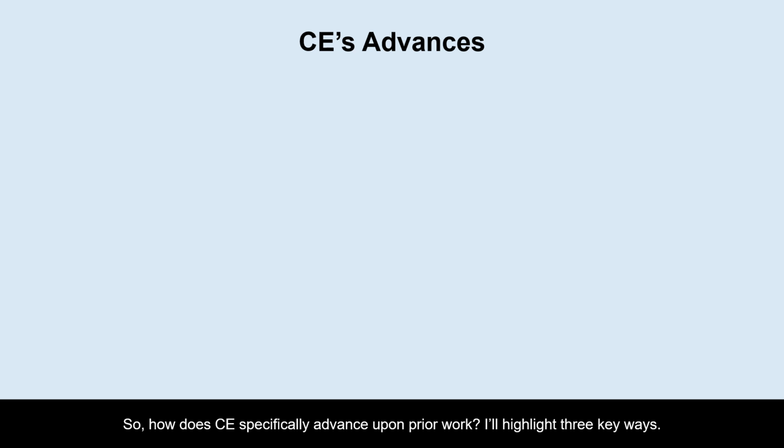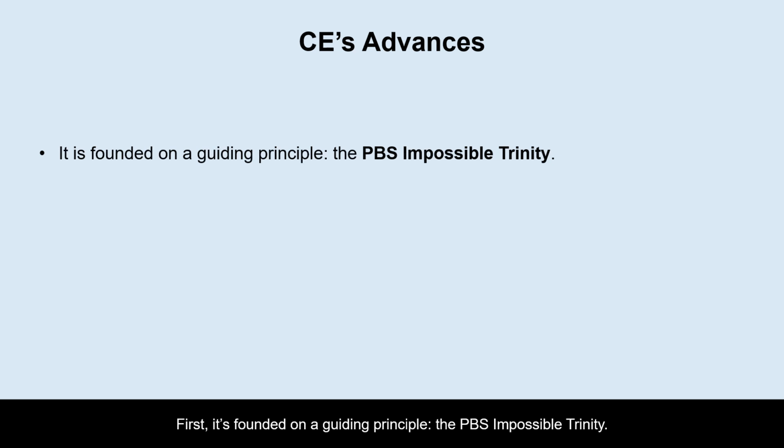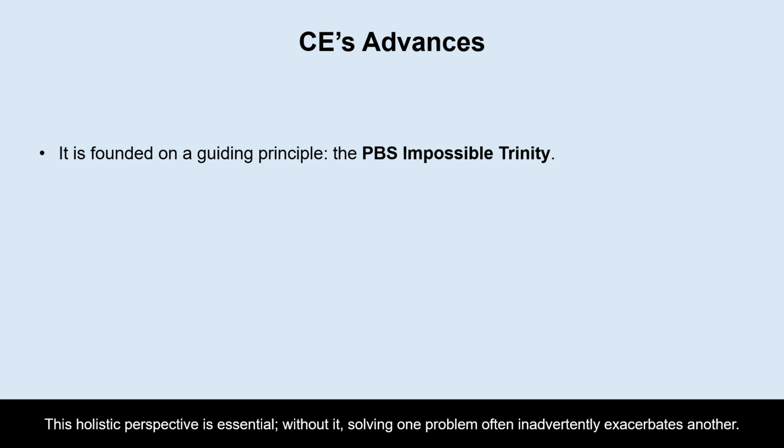So how does CE specifically advance upon prior work? I'll highlight 3 key ways. First, it's founded on a guiding principle, the PBS impossible trinity. This framework reveals that fragmentation, vagueness, and complexity are not isolated issues. They are interconnected symptoms of a deeper challenge. This holistic perspective is essential. Without it, solving one problem often inadvertently exacerbates another.